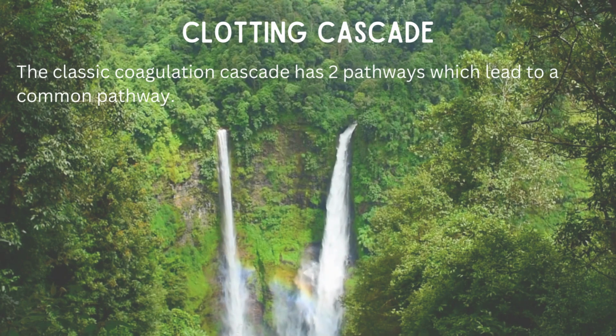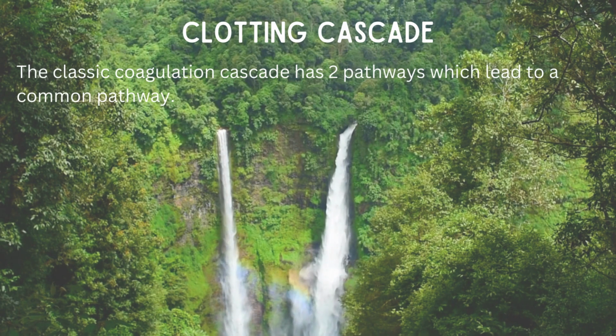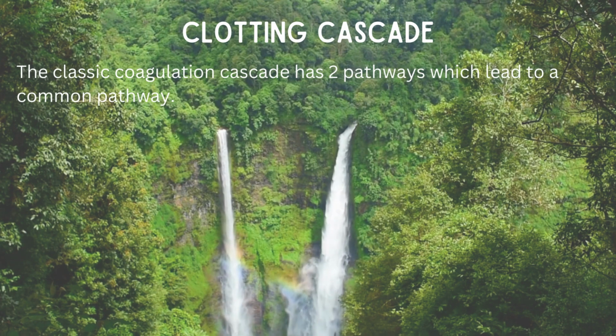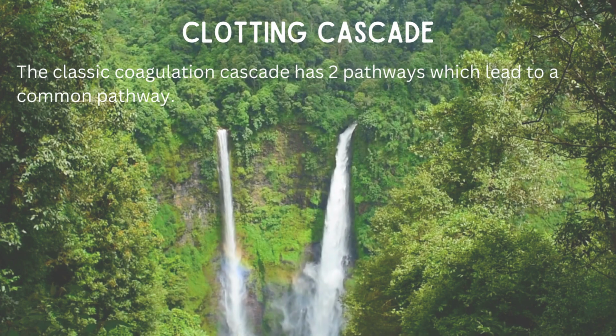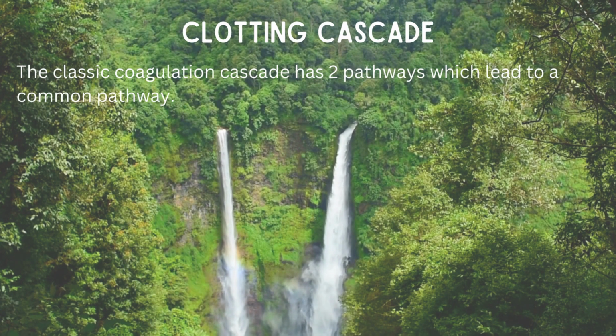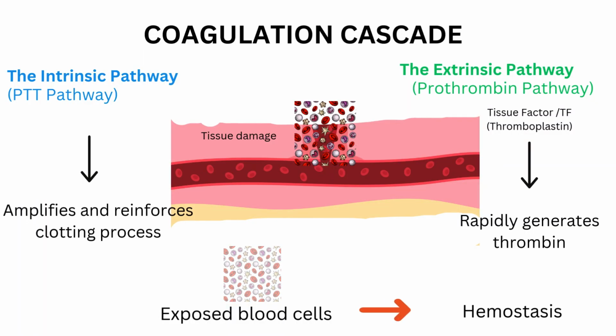So the classic coagulation cascade has two pathways which lead to a common pathway. One is the intrinsic pathway, or the PTT pathway, and the other is the extrinsic pathway, which is called the prothrombin pathway. In the event of a vascular injury, both pathways can be activated simultaneously.